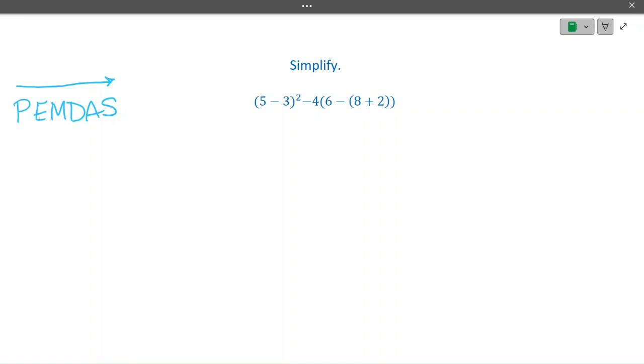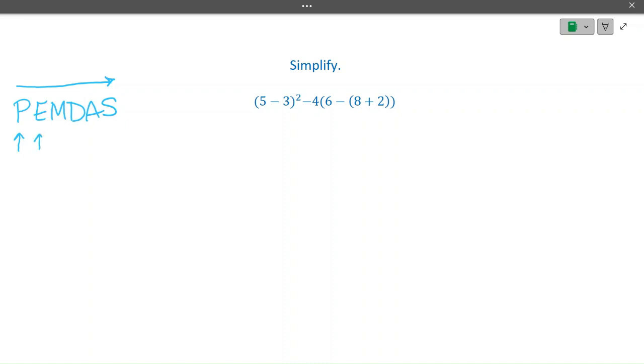If you study a British curriculum, you might hear BIDMAS as an alternative, same idea, same process, just a little different words. So in the United States, we use P. That means parentheses. That means we simplify what's inside the parentheses first. If you're in Britain, you use B for brackets. So you would simplify what's in the brackets.